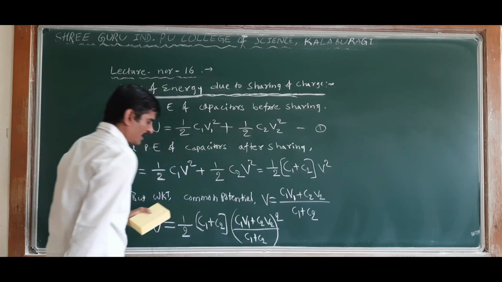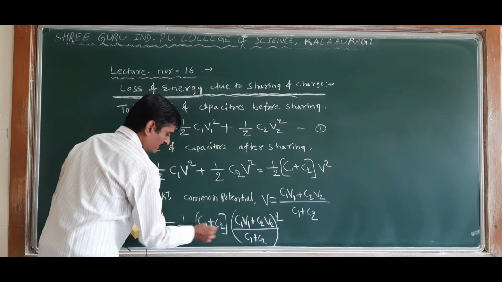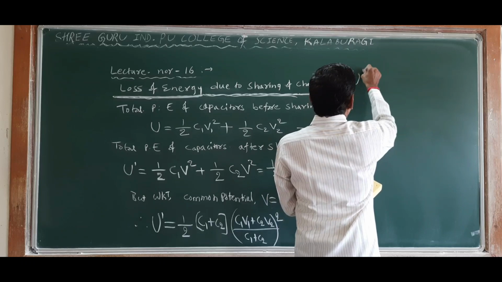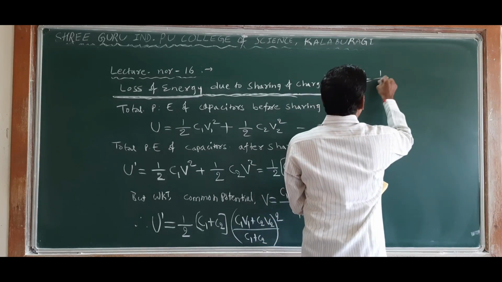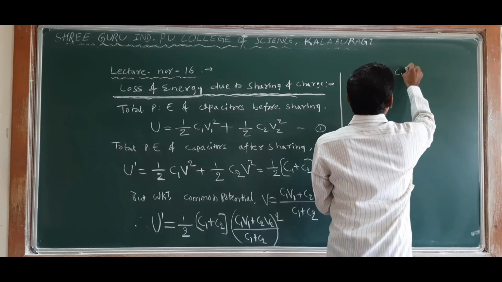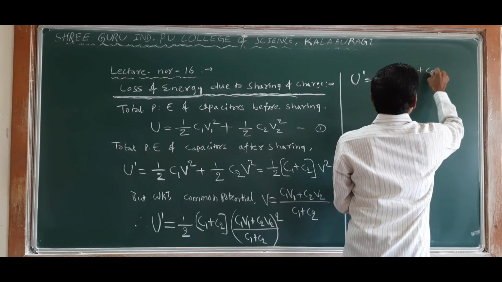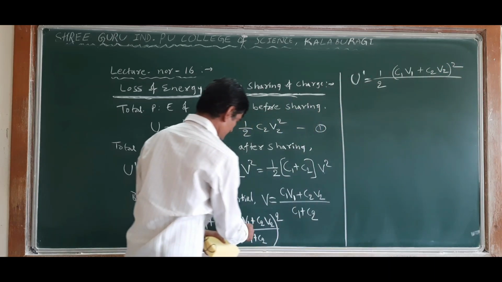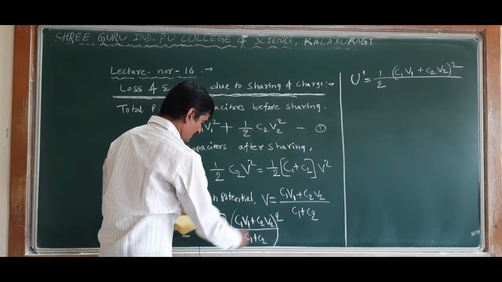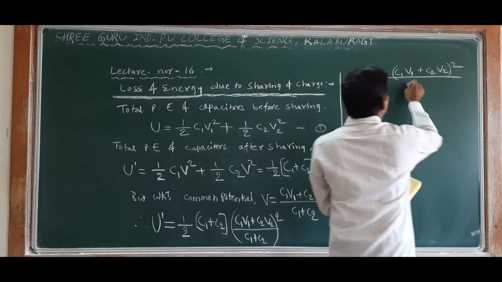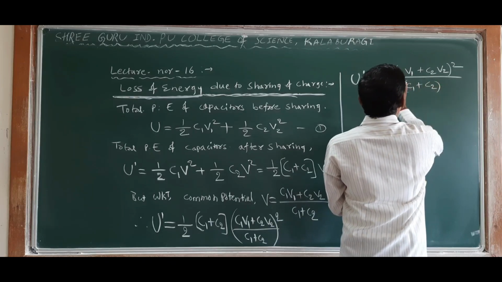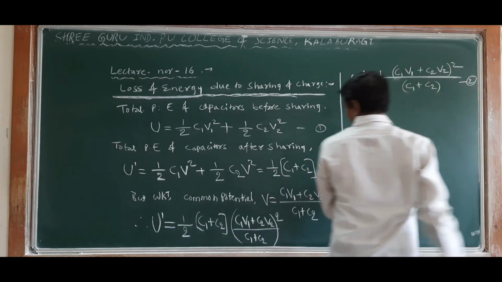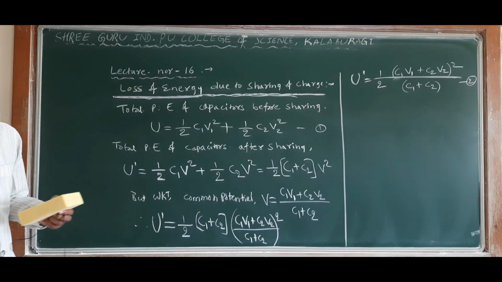square. And now this (C1 plus C2) square and this (C1 plus C2) will cancel, so you will get U dash is equal to 1 by 2 as it is, and the numerator (C1 V1 plus C2 V2) whole square as it is, and here the square and this C1 plus C2 cancel, so you will get only (C1 plus C2), not square. Okay. So this is the energy of both the capacitors after sharing.